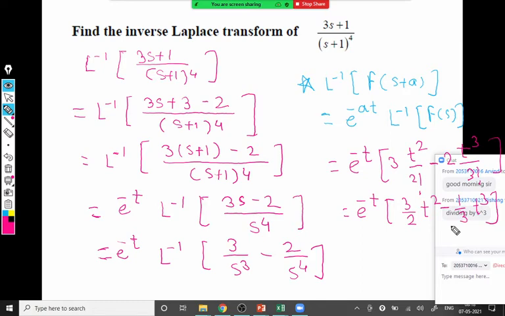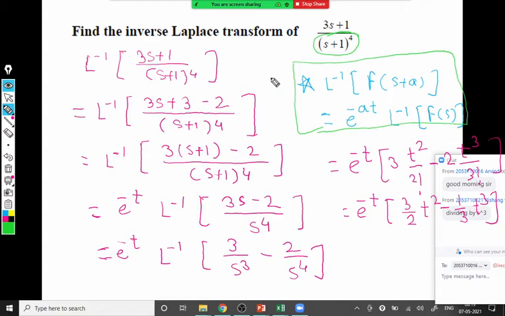Can anyone tell me which term indicates we have to use first shifting? Which term indicates this, the s plus a term? This is s plus 1 raised to 4. This is like f of s plus 1. So this term indicates that every s we have to convert into the form of s plus 1, and we should use the first shifting property.